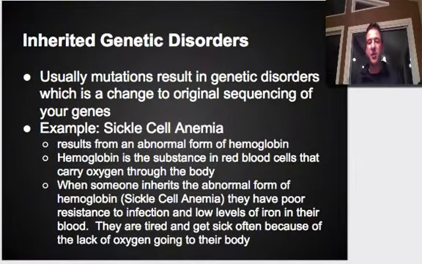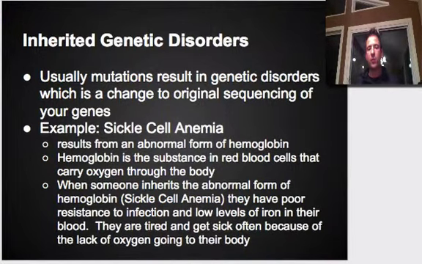Now, inherited genetic disorders usually result from mutations, which are a change to the original sequencing of the genes. So basically, we're going to see an abnormality in the gene sequencing. Usually cytosine and guanine pair up, the C and the G, and adenine and thymine pair up, the A and the T. But sometimes these don't pair up the way we wanted them to. An example of this would be sickle cell anemia.